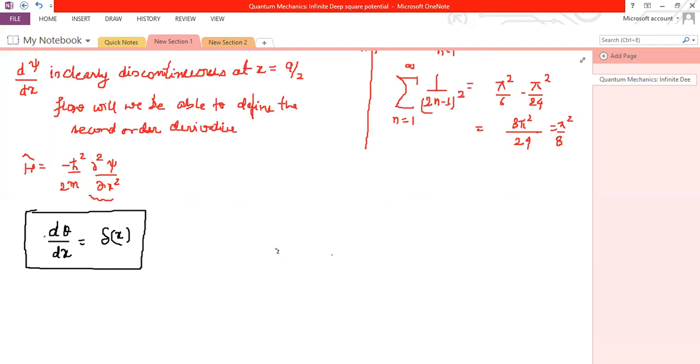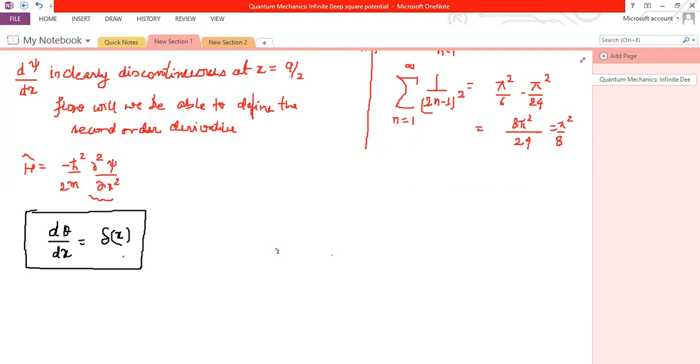Because in the classical sense, you cannot define the second order derivative. Calculus clearly states that if your first order derivative is discontinuous, you won't be able to define your second order derivative classically. But we can obviously define it in the sense of distribution. And in the sense of distribution, dθ/dx is written as the Dirac delta function, that is δ(x).